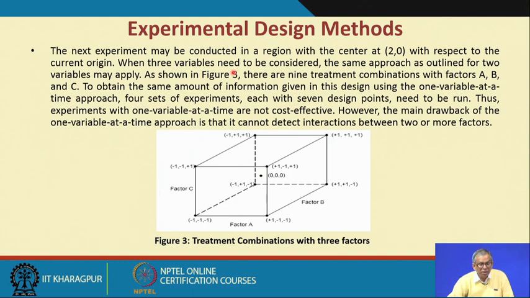Okay. So when 3 variables need to be considered, the same approach as outlined for 2 variables may apply. So there are 9 treatment combinations, and to obtain the same amount of information given this design, using the 1 variable at a time approach, 4 sets of experiments each with 7 design points need to be done. Okay. So this is the way you define the treatment conditions. Minus means the low level and plus means the high level. Is it okay? You may have specific values.